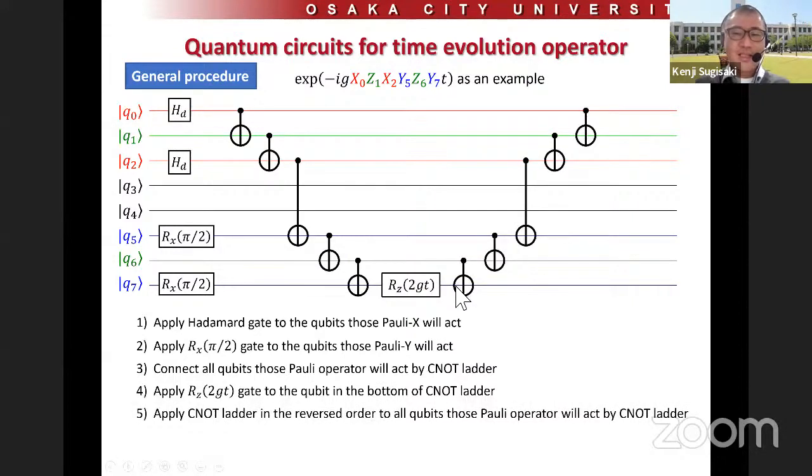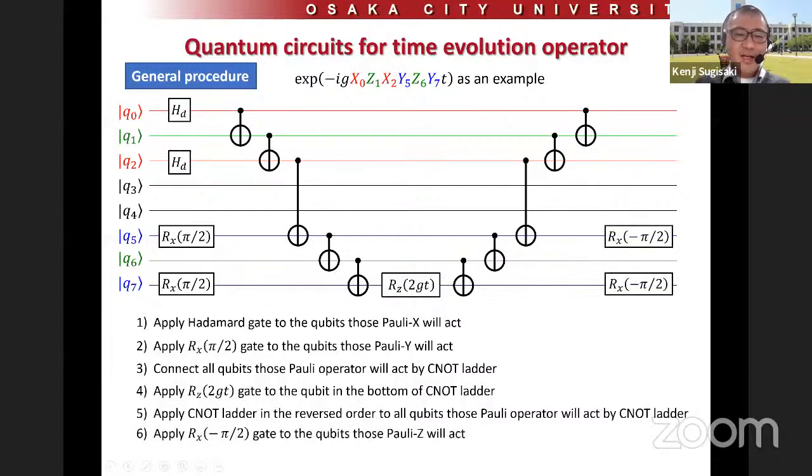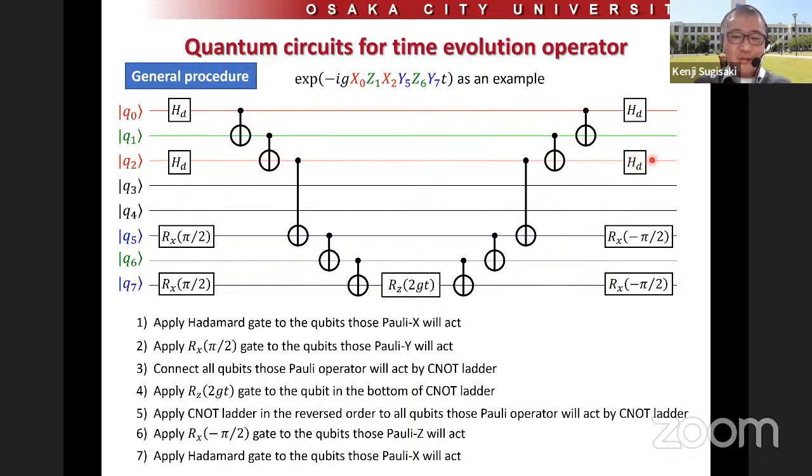And then perform another single wire in the reverse order to all qubits, so the pi operator will act by a single operator. And then perform the Rx minus pi over 2 gate to the qubit. So Parity Y will act. Applying another gamma gate to the qubit, so Parity X will act.